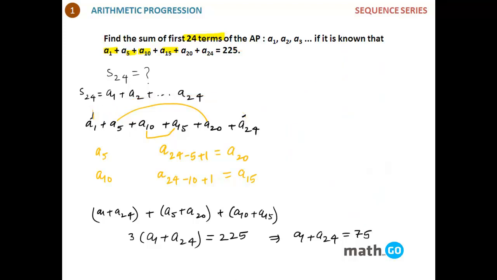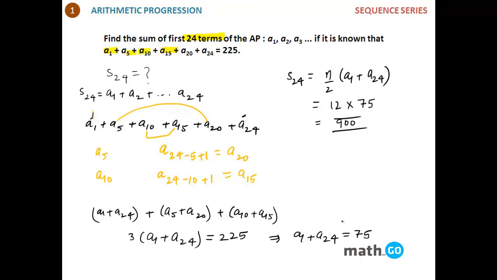Now, what were we being asked? We were not being asked A1 plus A24, we were being asked S24. Now that problem is very simple. This becomes n by 2 times (A1 plus A24), and we just need 24 terms. So this is 12 into 75. We get our answer as 900, and this is the answer we were looking for.